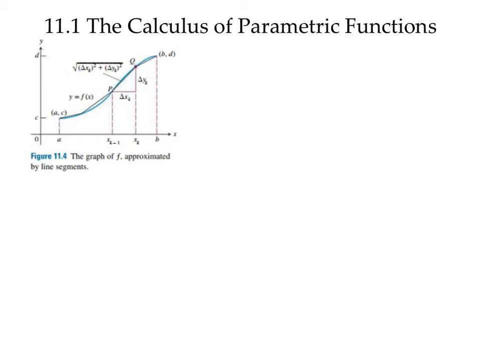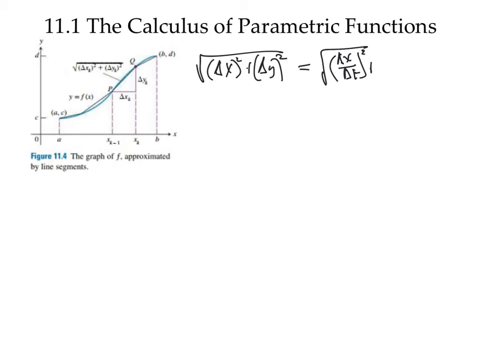hypotenuse of a right triangle, and its length would be the square root of delta x squared plus delta y squared. And if I did that for numerous little segments along the path, I could approximate it. And the way I can make this easier is to divide internally by delta t squared and multiply outside by delta t. So this becomes the square root of (delta x over delta t) squared plus (delta y over delta t) squared, times delta t. And if I take the limit as delta t approaches zero, I get this formula.